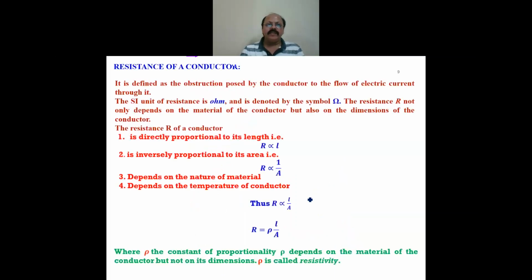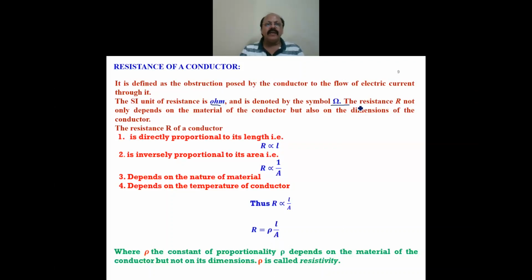So next topic is resistance of a conductor. Resistance is basically the obstruction posed by the conductor to the flow of electric current through it. And its SI unit is ohm, whose symbolic representation is this. And the resistance R, as I already told you, not only depends on the nature of material of the conductor, but also on the dimensions of the conductor.